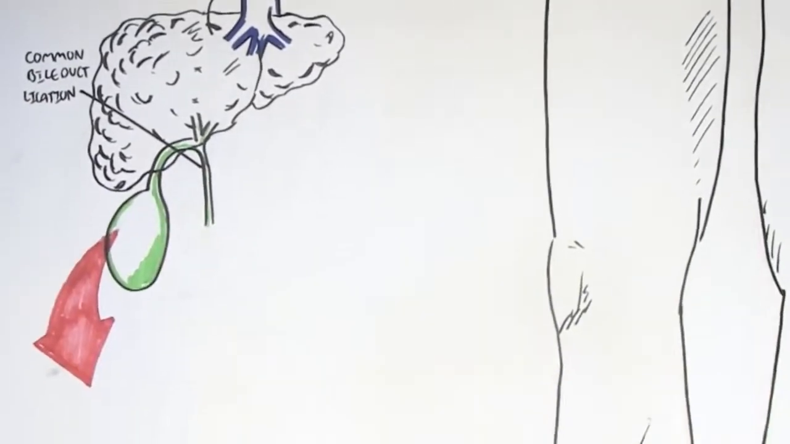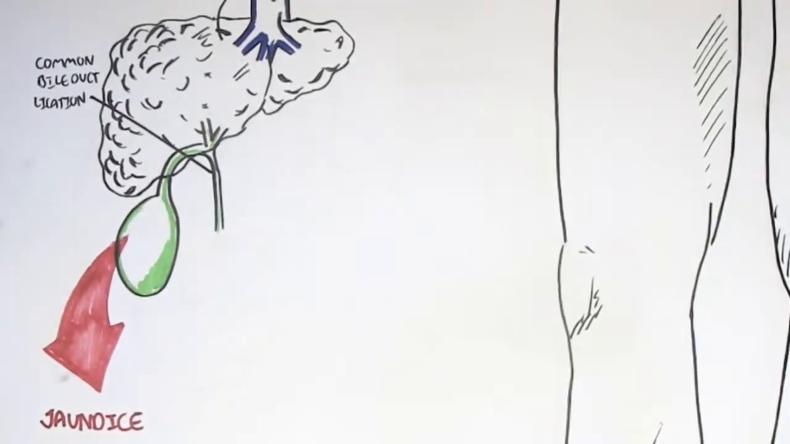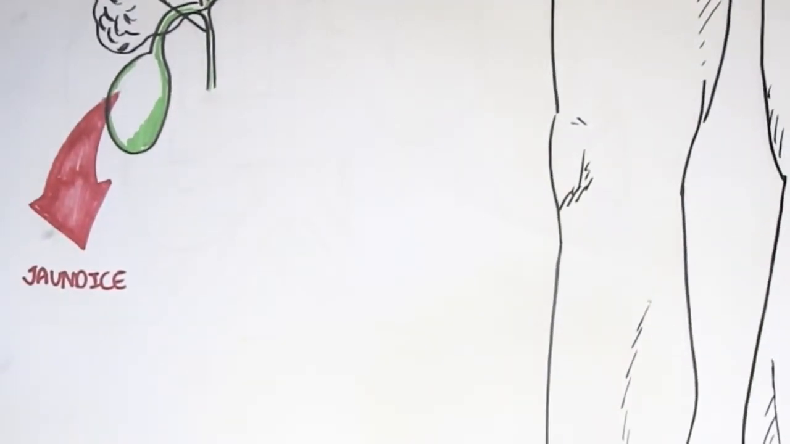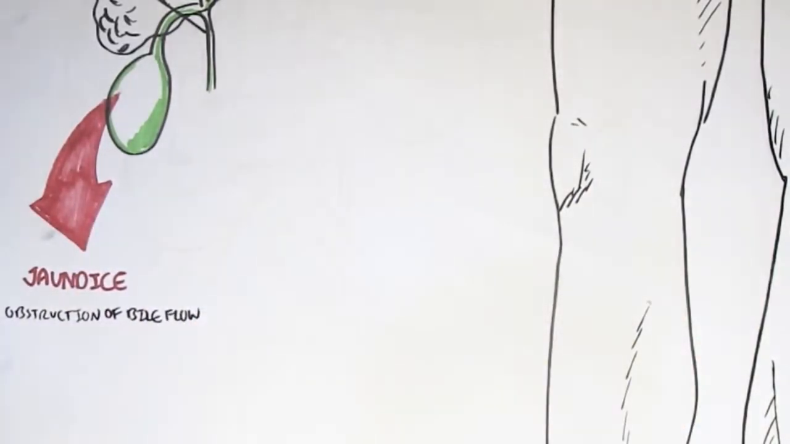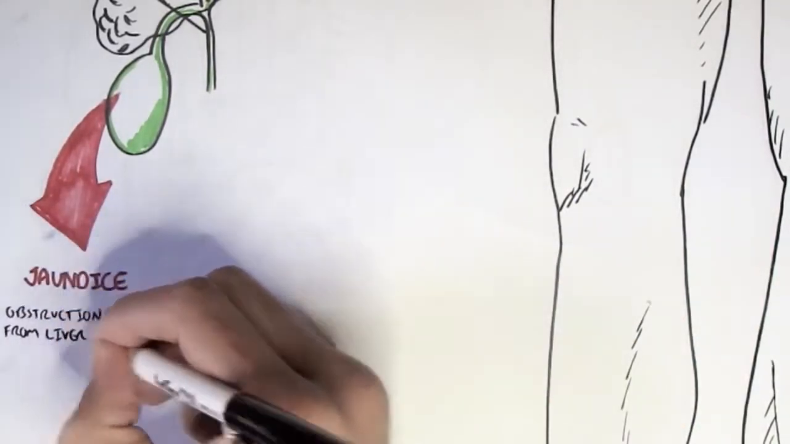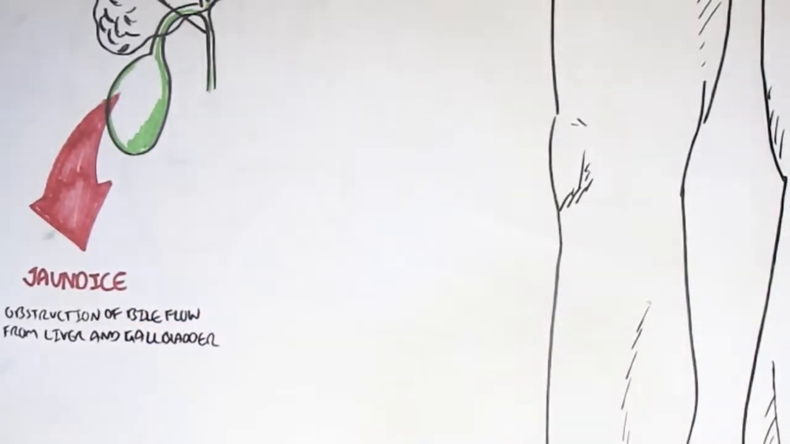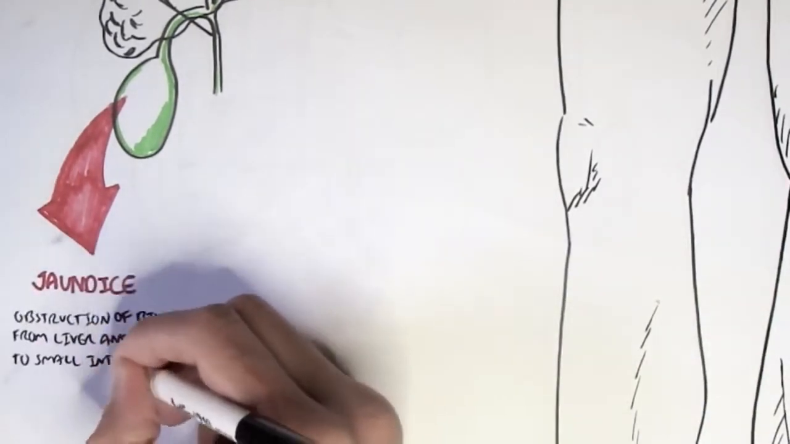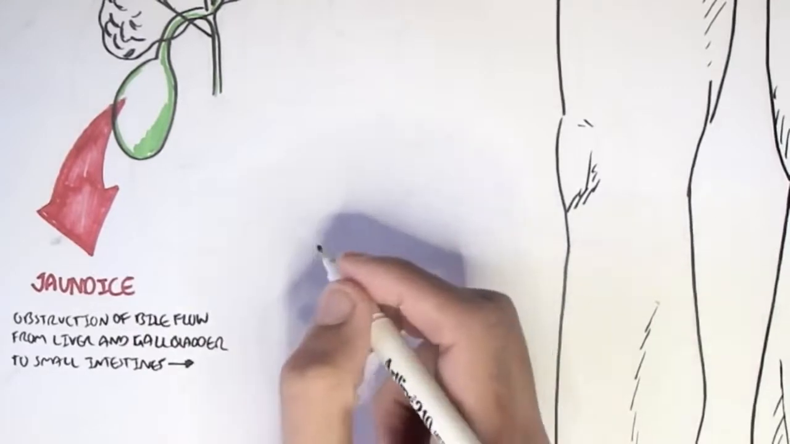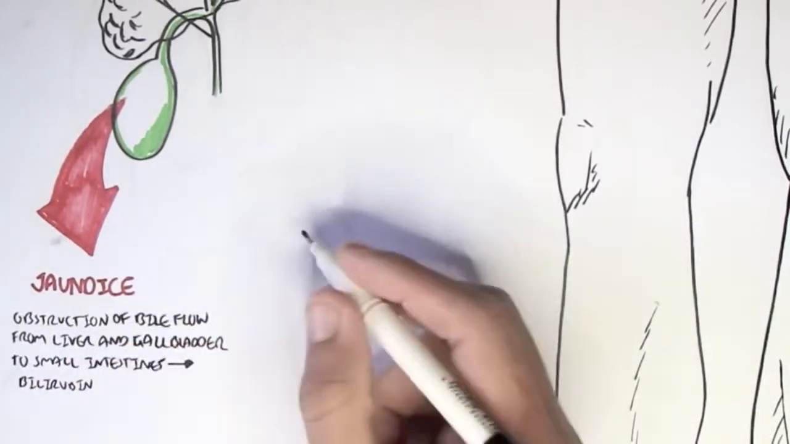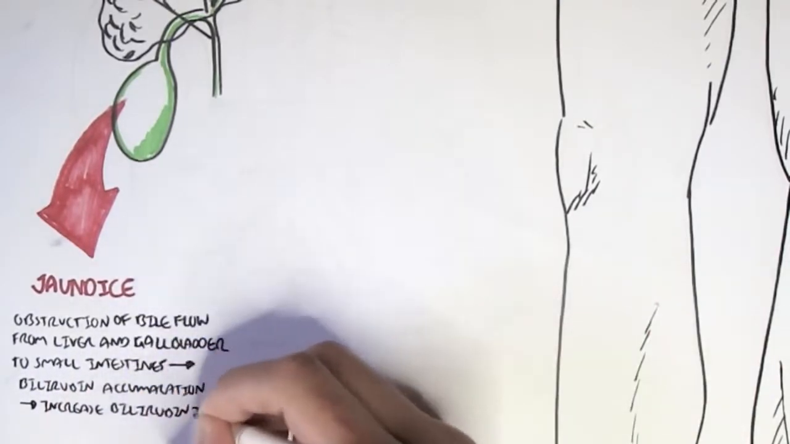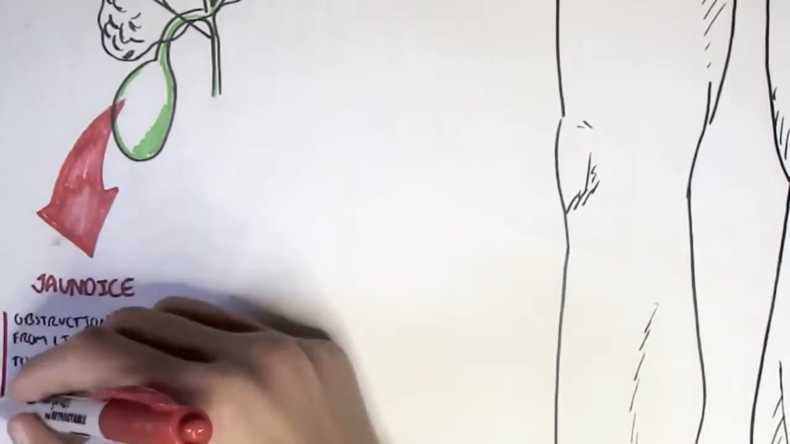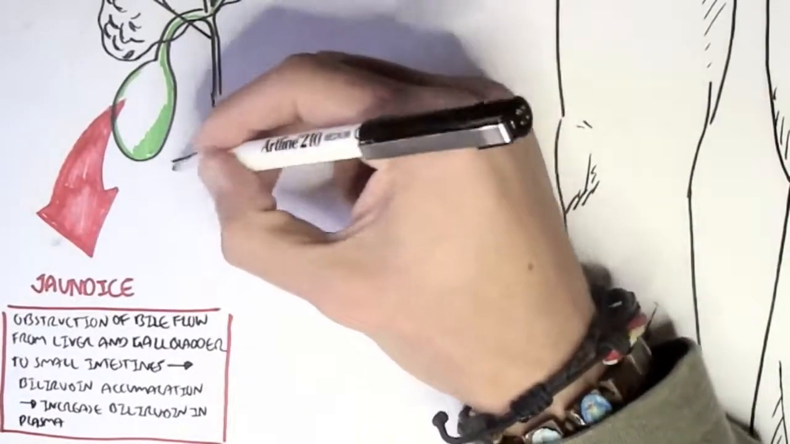Complications with cirrhosis also include jaundice, yellowing of the skin, which is pretty obvious. This is because we might have intrahepatic obstruction of bile flow from the liver and gallbladder into the small intestines. And so bilirubin, which is supposed to be part of the bile being released in the small intestines, will accumulate and cause an increased bilirubin level in the plasma, and so yellowing of the skin.